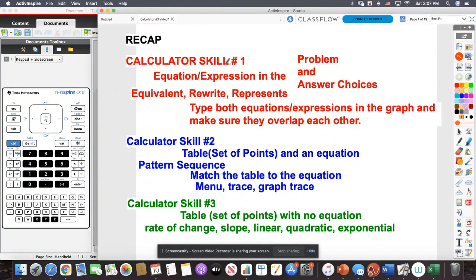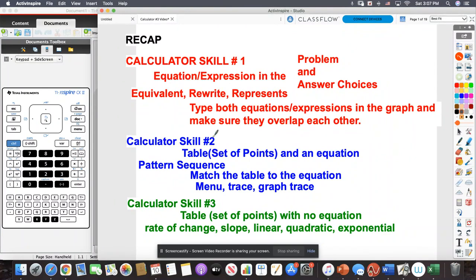Calculator Skill 1 is recognizable by an equation in the problem or an expression, or an equation and expression in the answer choice. Okay, you're going to have an equation or expression in both places. Your goal is to type both expressions in the graph to make sure they overlap. If they overlap, they're the same thing. They equal each other, which is a key word you'll see: equivalent, rewrite, or represent.